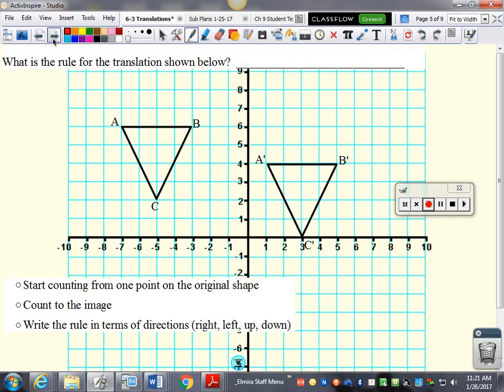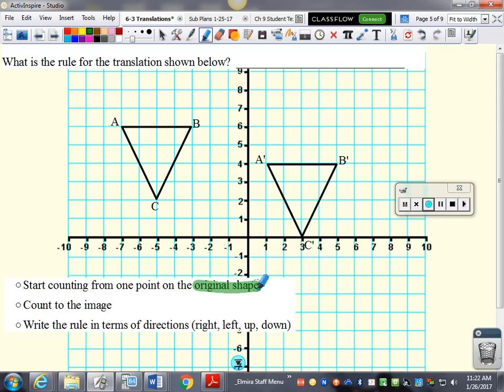The front half of your homework is asking you to write a rule. Like they already did the translation. You have the original shape and the image, and they're saying, well, how did this happen? Which one is the original? That's the first question you have to ask yourself. All right, because it's very important that you start on the original shape.